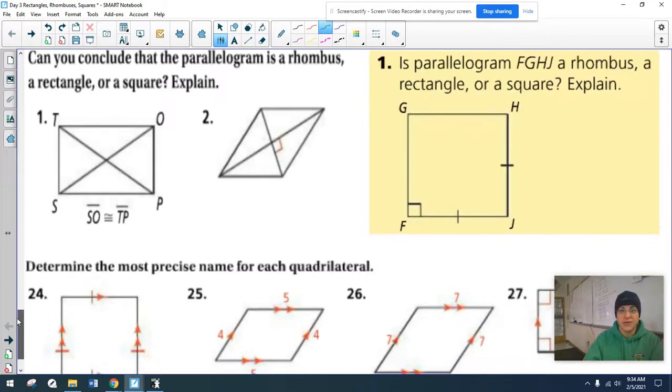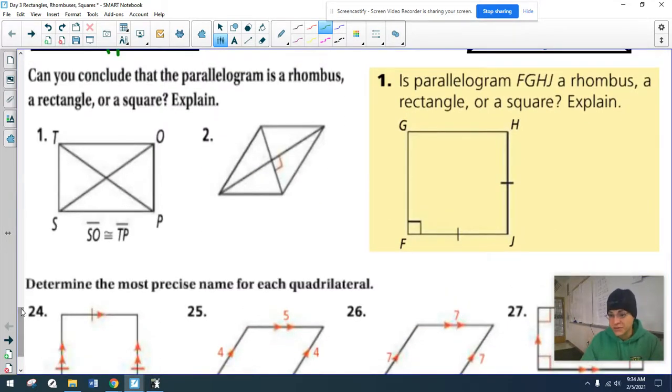Okay, just a couple more. I know it's kind of long today, but you don't get a video tomorrow, so you'll be good. All right, so they're going to ask you if it's a rhombus, rectangle, square, and explain. So in this, they tell you that SO is congruent to TP. So what they're basically saying is your diagonals are congruent. And since my sides are not congruent in this, this has to be a rectangle. And then you can just say congruent diagonals for your explanation.